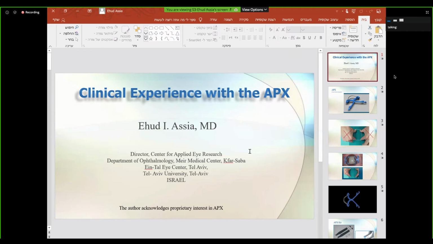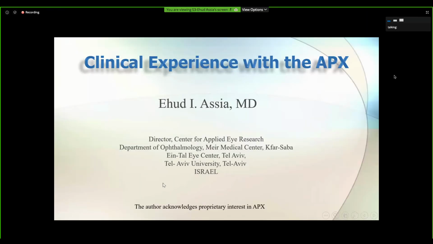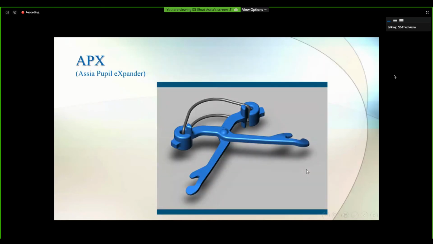Ehud Assia from Israel. Yes, good evening from Tel Aviv, and thank you for the invitation to participate in this interesting session. I would like to share with you our clinical experience with the APX. I would like to first acknowledge that I do have interest in this device. And this is the APX, which is a different pupil expander.